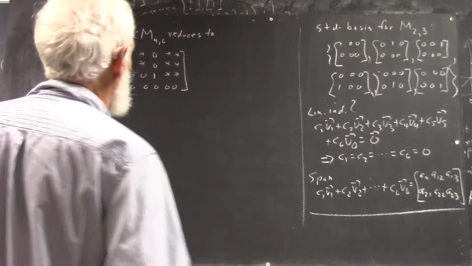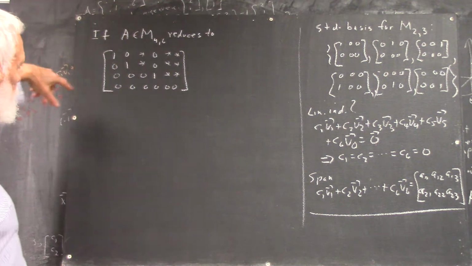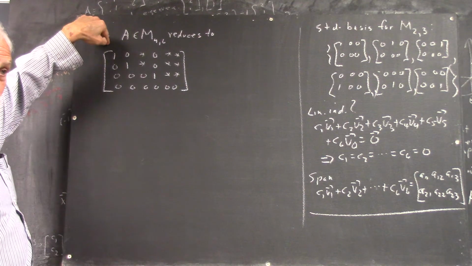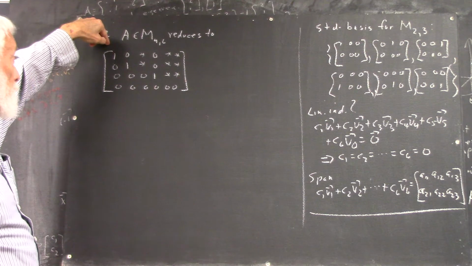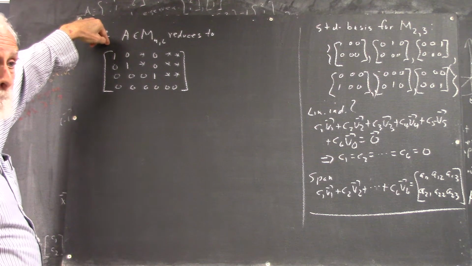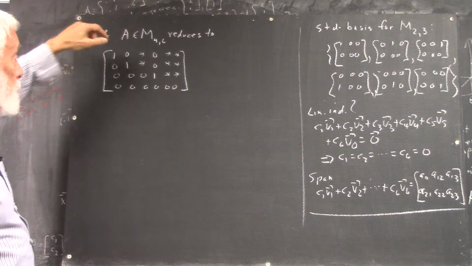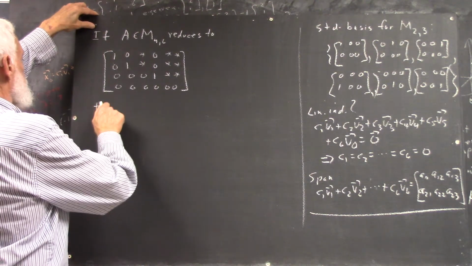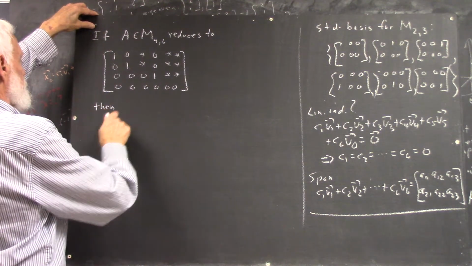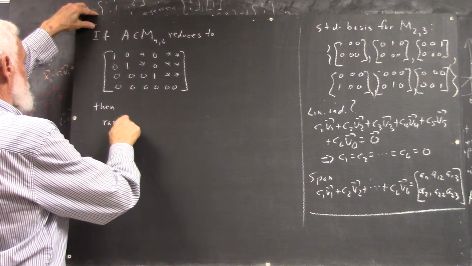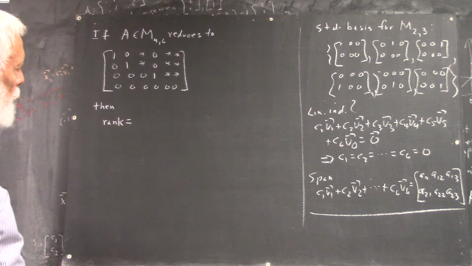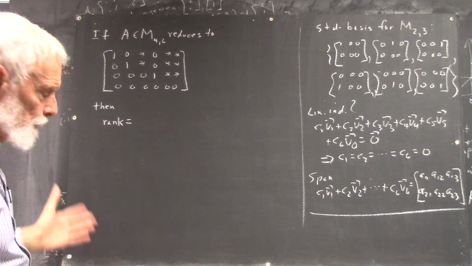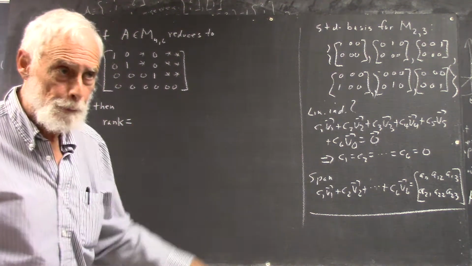Okay, so I don't know why it shows 4, 6. There are a lot of things to write down, but we'll go with it. Okay? If it reduces to this form, then what's its rank? Okay? Rank is 3, but I'm going to write that last. What else is the rank?